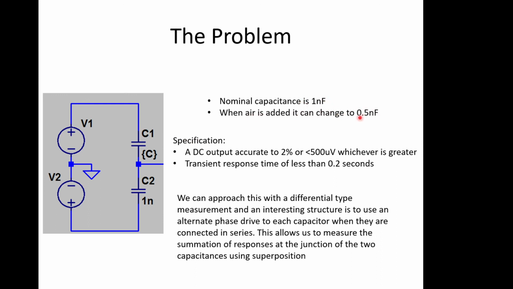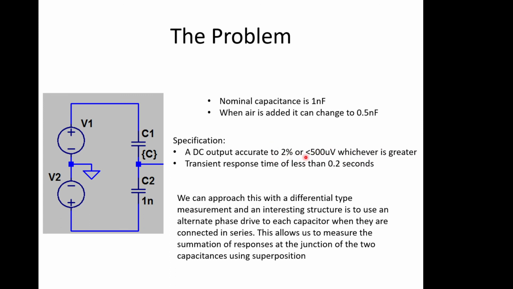So we're looking for a reasonable change, but we end up with the specification for our measuring system that the customer has given us as well. The specification is that out of all this system, we want a DC output accurate to 2% or less than 500 microvolts, whichever is greater. And the reason why this is an important definition will become apparent a bit later.